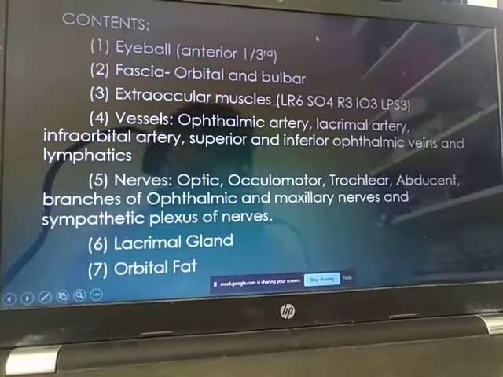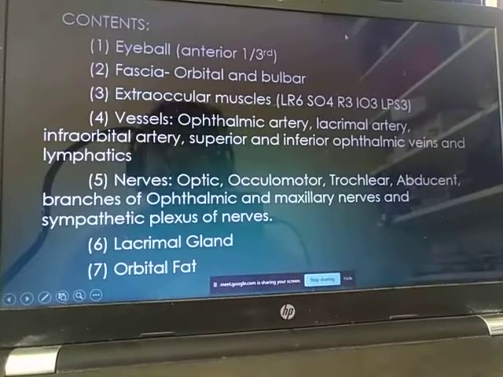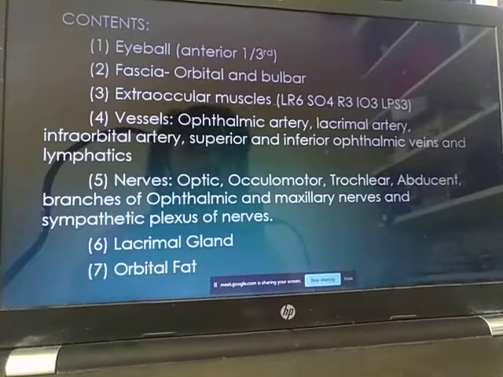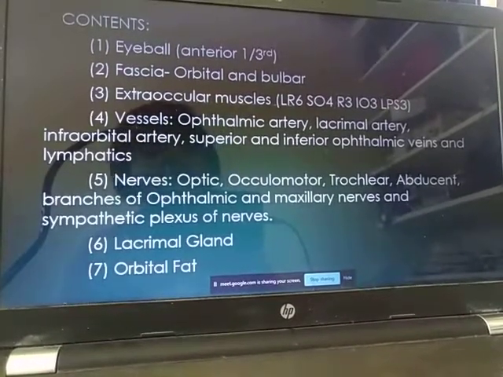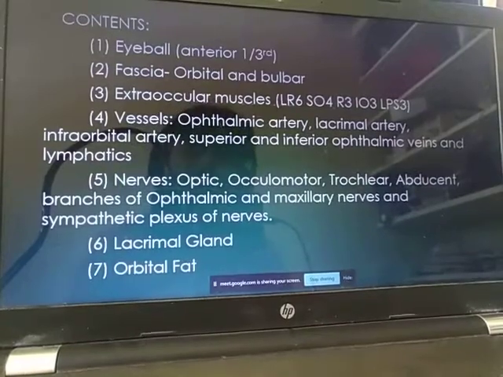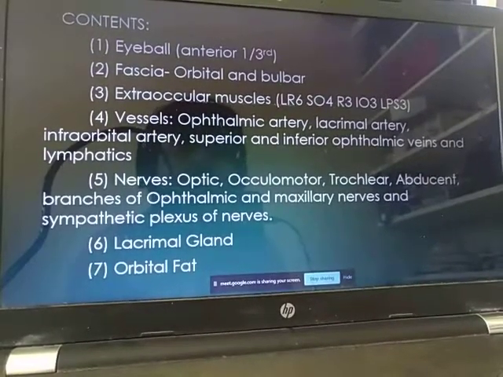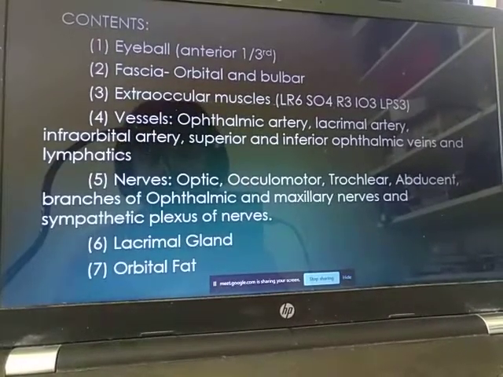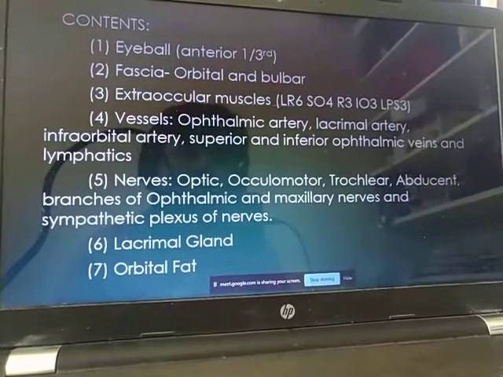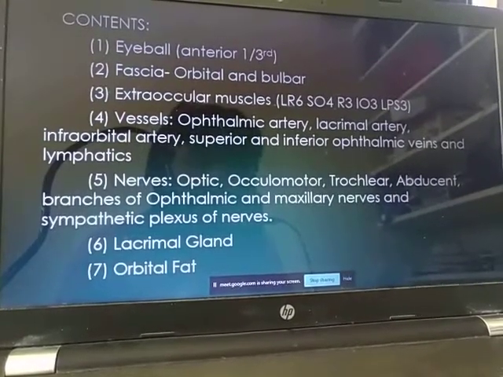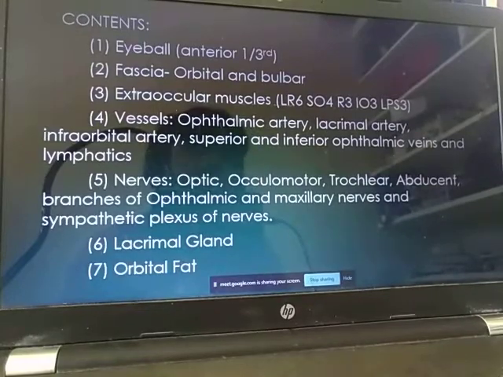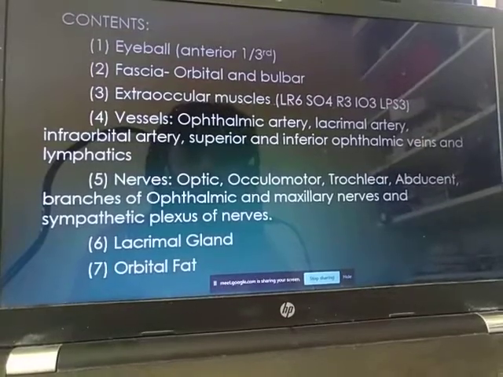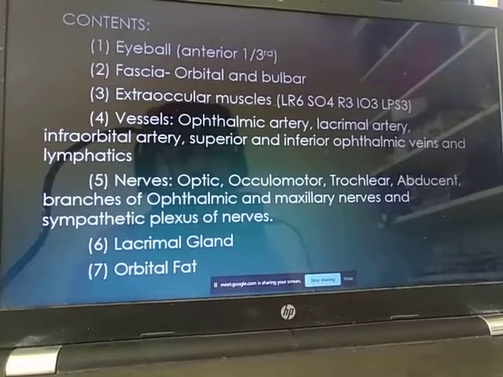Now contents of the orbit. The anterior one-third of the orbit consists of the eyeball, just the anterior one-third, and the rest of it is constituted of the fossa, which are of two types, the orbital fossa and the bulbar fossa. The extraocular muscles, which are 7 in number, the superior rectus, the lateral rectus, the inferior rectus, the medial rectus, the inferior oblique, the superior oblique, and the levator palpebri superioris.